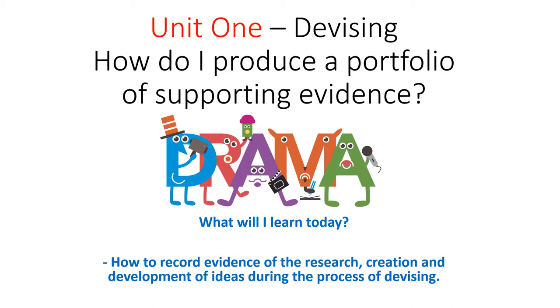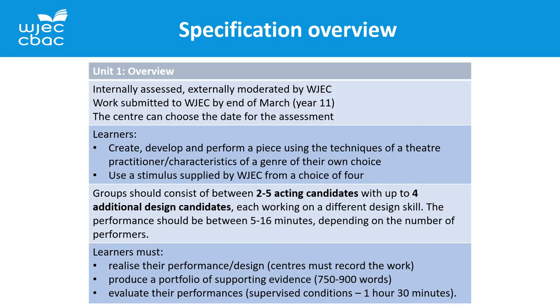We're going to be looking at how to record evidence of the research, creation and development of ideas during the process of devising. So the specification overview for Unit 1. Well, for Unit 1, it's internally assessed and externally moderated by WJEC, which means that your drama teacher will assess you and it will send off the videotape of your performance, and this will be moderated by WJEC. The work is submitted to WJEC by the end of March in Year 11, and the centre can choose the date for the assessment, so we get to choose when that will happen.